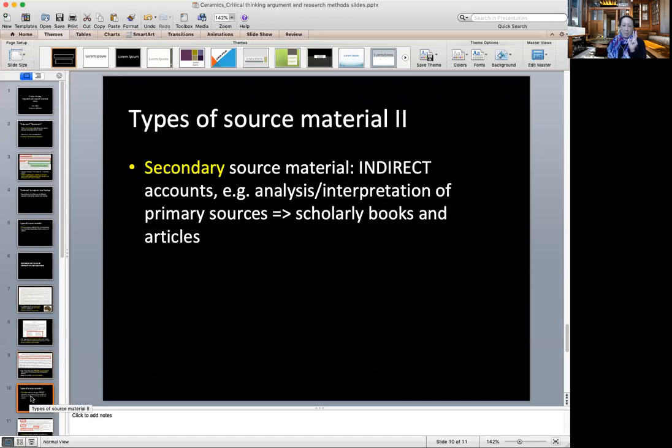Now, the second type of source material is secondary source material. This is basically an indirect account. This is something that has been already analyzed and interpreted by other people. So when we look at scholarly books or articles, we usually refer to them as secondary source material. They're not primary source material, okay?